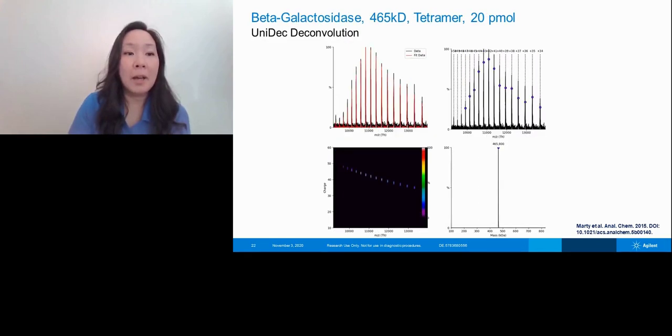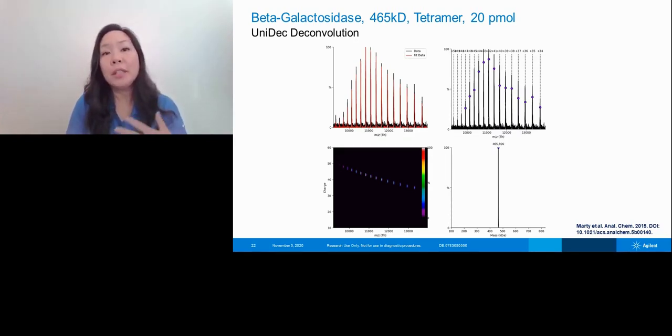Lastly, we looked at beta-galactosidase, and we're looking at a 465 kilodalton tetramer, again, 20 picomoles on column, and you can now see the charge envelope with the fit data overlaid to the raw data, and then the charge envelope with the charge state annotations. And then you can also see the beautiful heat map here with the charge versus m/z and the deconvoluted mass itself here.